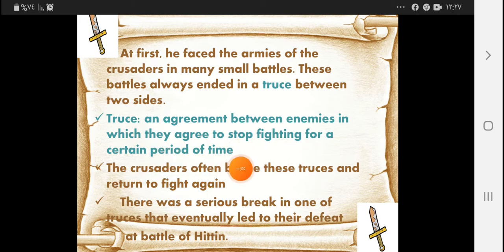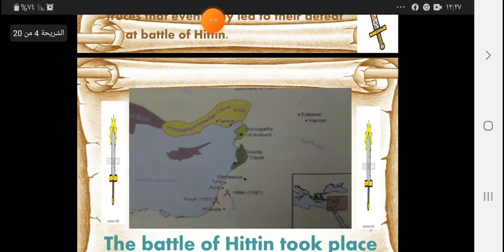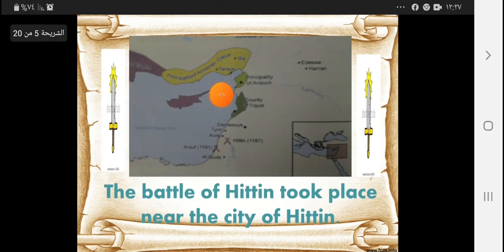But every time the Crusaders broke these truces and returned to fight again, there was a serious break in one of these truces that eventually led to their defeat at the Battle of Hittin. So, the main reason for their defeat at Hittin was that they did not keep their promise or keep their word, and they broke one of the truces.